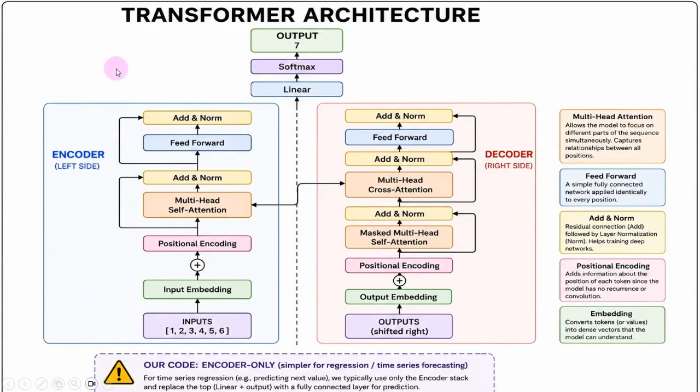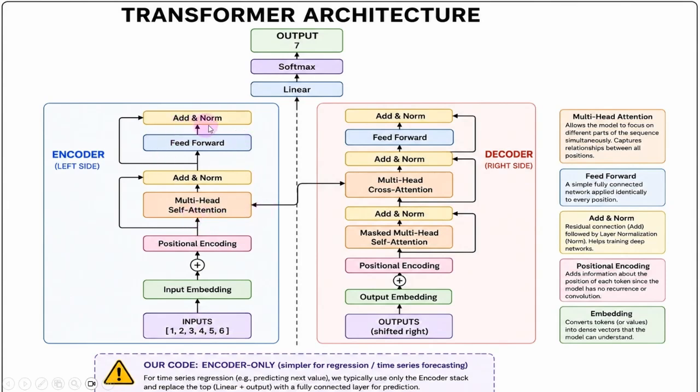This is the famous diagram from the original paper. On the left, we have the encoder. It reads the input sequence. On the right, the decoder. It generates the output sequence one step at a time. You'll see boxes like multi-head attention, feed forward, and those curved arrows that say add and norm.